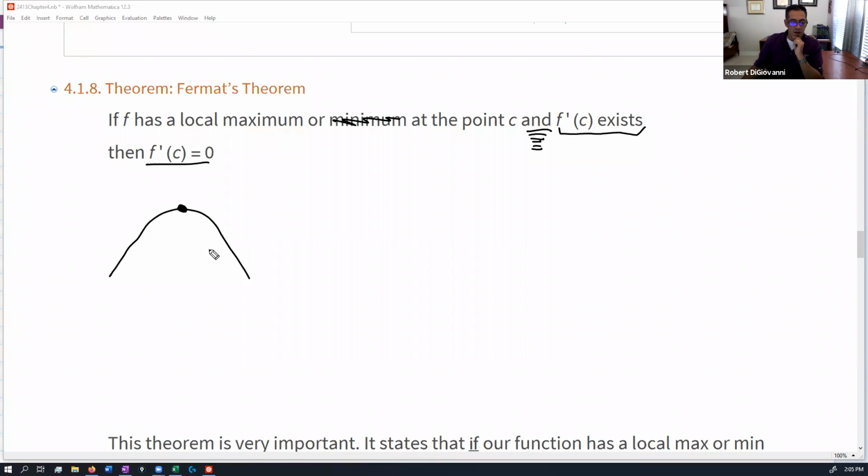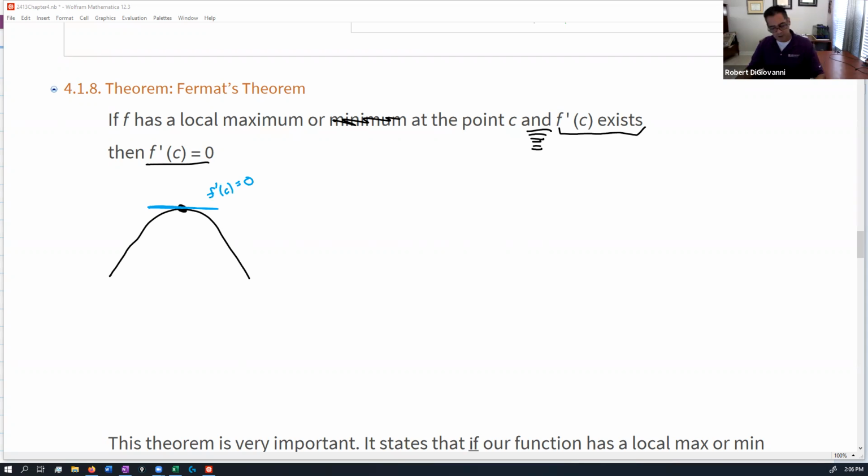All right. This theorem is saying if your function has a local max, if it does, and the derivative exists at that point, then the slope of the tangent line has to be 0. So let me change my color here. So the derivative here, the tangent line right there, has to be 0. Let me show you how this can be misused.